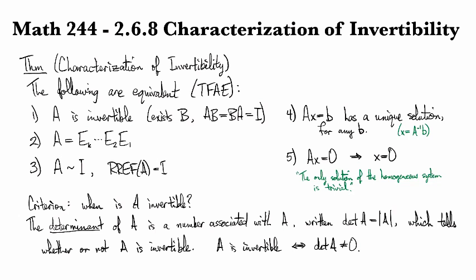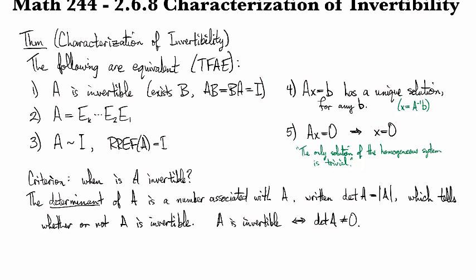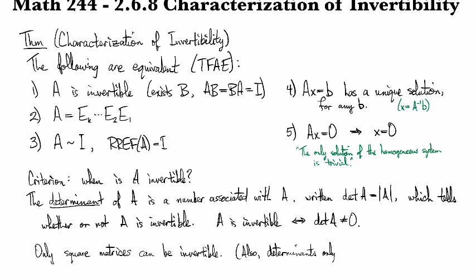Just as a final parting shot, we saw that only square matrices can be invertible. Rectangular non-square matrices don't have a hope. And similarly, determinants only exist for square matrices.